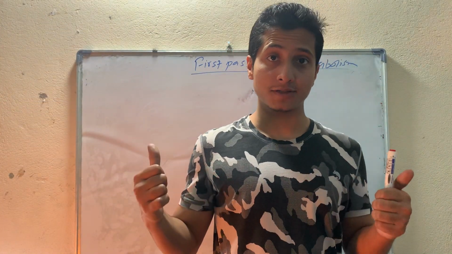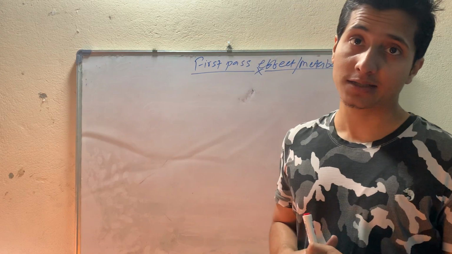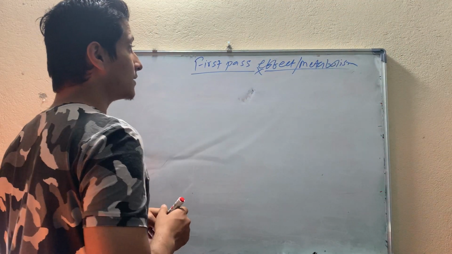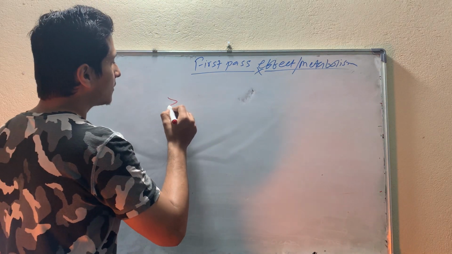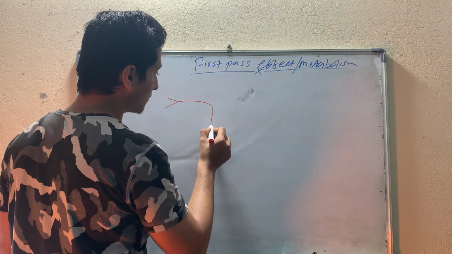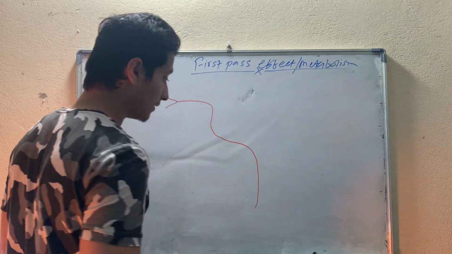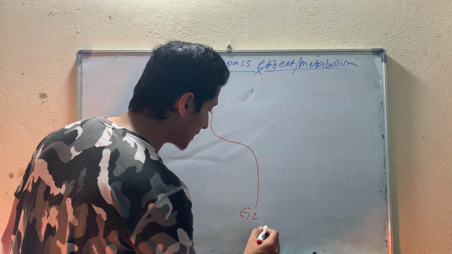So what's up? Today we're going to talk about the first pass metabolism or first pass effect. So what's first pass effect or metabolism? Suppose this is your mouth and this is your esophagus, and here we came in the stomach, and this is intestine, and as a whole this is your GI tract, right?